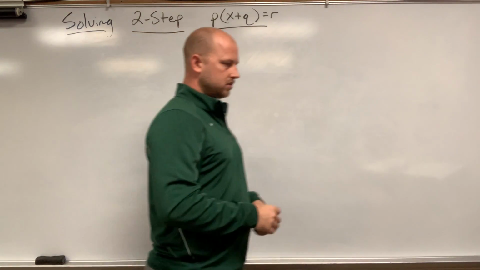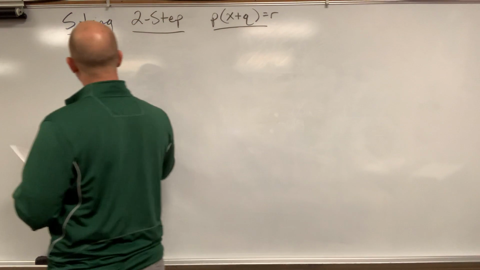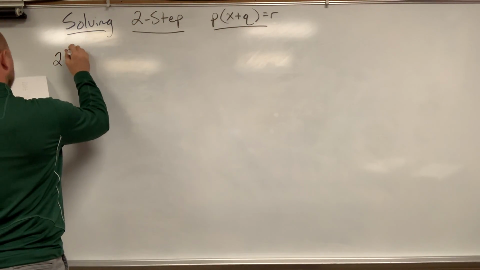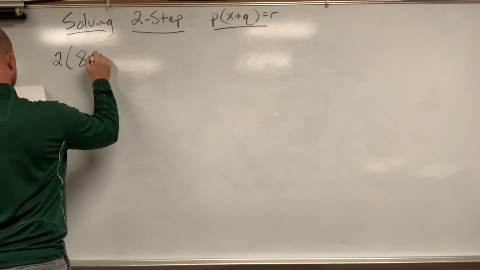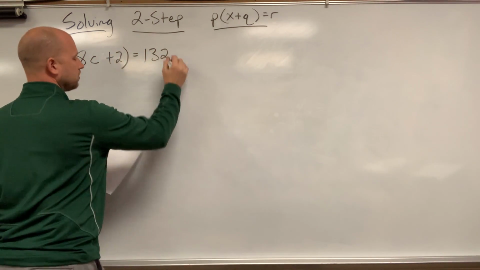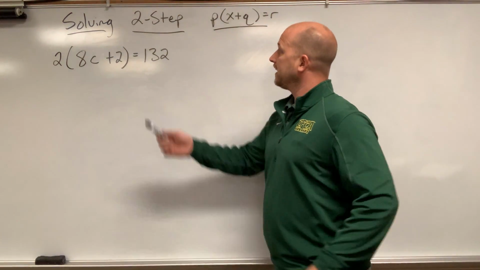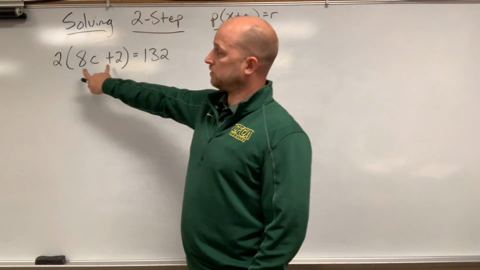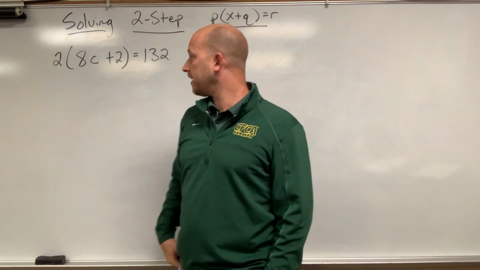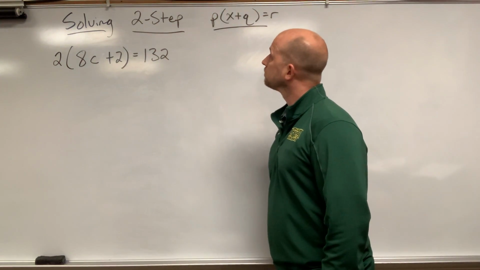All right, let's do this. 2 times 8c plus 2 equals 132. All right, I want you to go ahead and get started on this one and see what you have. Now don't forget, parentheses mean distribute, so make sure you distribute that 2 before you start to solve. Go ahead.